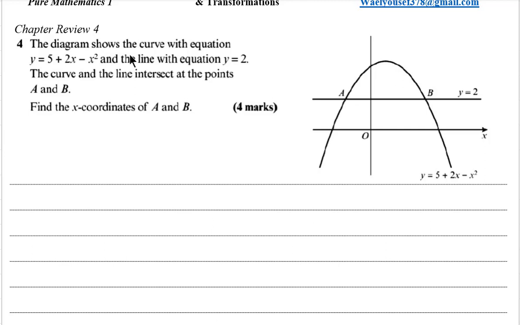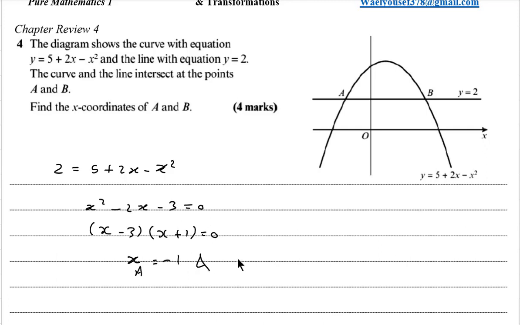To get the x coordinates, we will solve this equation simultaneously. So we can equate the two y's together. 2 equals 5 plus 2x minus x squared. Rearrange the equation to be x squared minus 2x minus 5 plus 2, which is minus 3, equals 0. Okay, it will be x minus 3 multiplied by x plus 1, which means that the x coordinate of A, of course, will be negative 1, and the x coordinate of B will be positive 3, according to the graph.